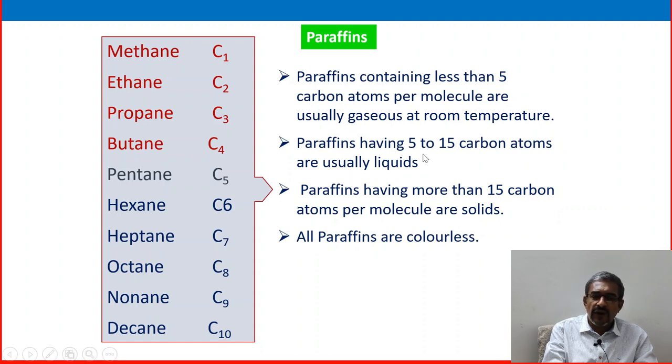Then paraffins having 5 to 15 carbon atoms are usually liquids. From 5, that is pentane, another one is hexane, heptane, octane, nonane, decane, and so on. The carbon atom number is increasing: 5, 6, 7, 8, 9, 10. So 5 to 15 are liquids. This is a very important concept to keep in mind when you are working in a hydrocarbon plant. Paraffins having more than 15 carbon atoms per molecule are solids. So these are important: which is the gas state, which is the liquid state, which is the solid state. All paraffins are colorless. Very important.